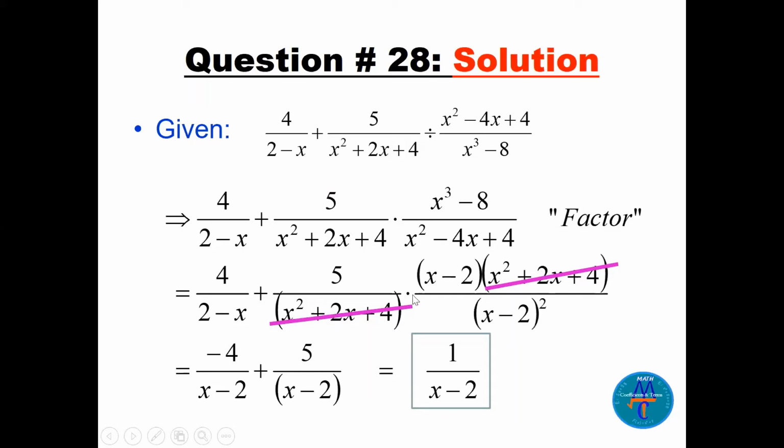Now, remember, there's addition here. Wait, x minus 2 is cancelled. So I have 5 over x minus 2. And remember, we have seen before, this is 2 minus x. If I make it x minus 2, I take the minus up. So now we have two tricks in this question. Minus 4 over x minus 2 plus 5 over x minus 2. Same denominator, minus 4 plus 5 is 1. That's the simple answer.